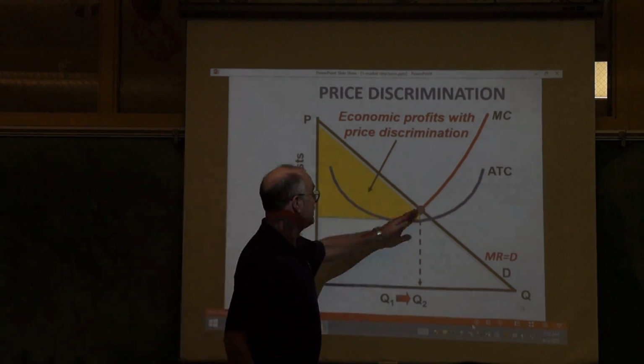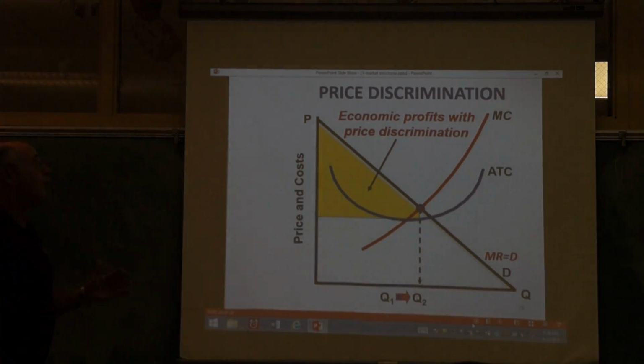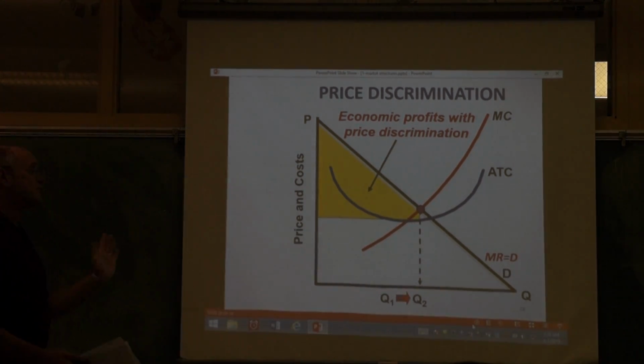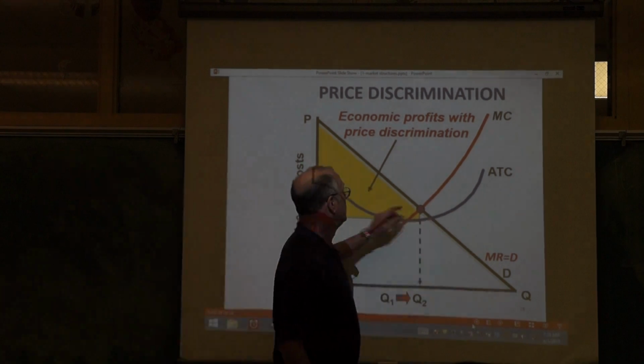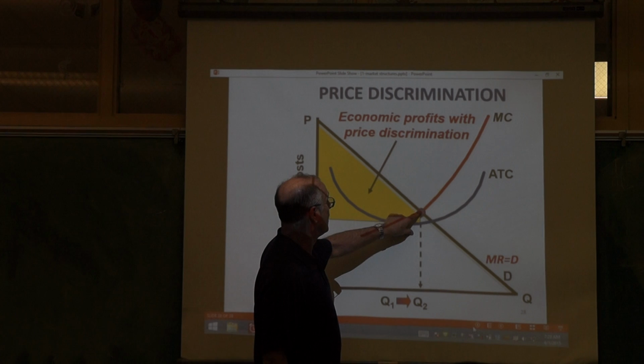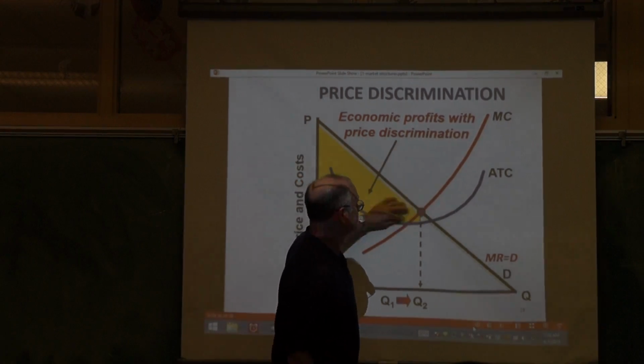Again, the demand is the MR, and the demand curve and MR become one. It's like a monopoly graph. You just fold that MR, slide it over to demand, they become one. Again, you go to MC equals MR, down to ATC, and that's your profit box.